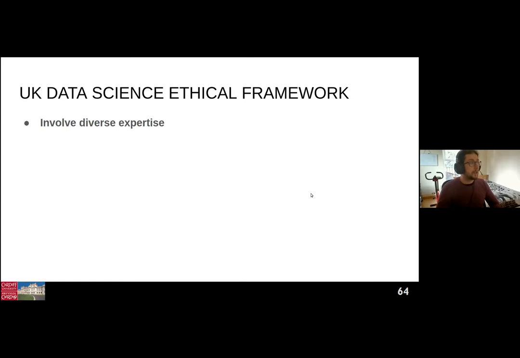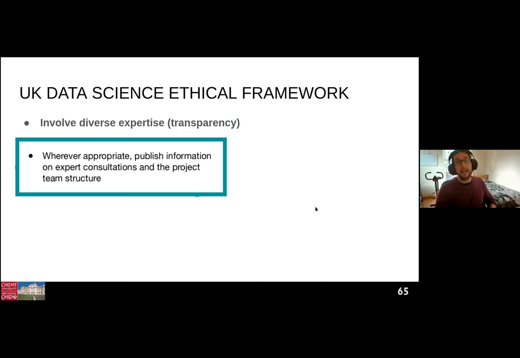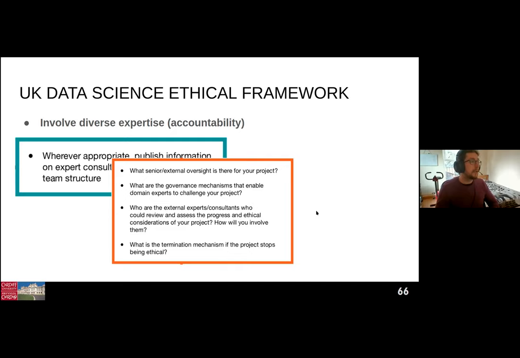To give you an example, for the action involving diverse expertise, we would like to publish information about who is on the panel of experts consulting on the different aspects of our project. In terms of accountability, what mechanisms do we have in place, for example, to challenge our projects, to put them under a certain pressure or tension? And are we able to claim that these projects are robust enough, or would they break if they were put into scenarios that were not intended in the first place?